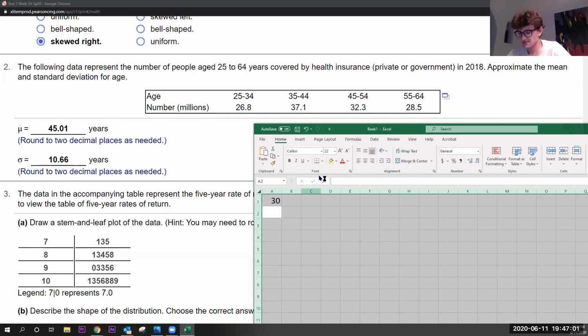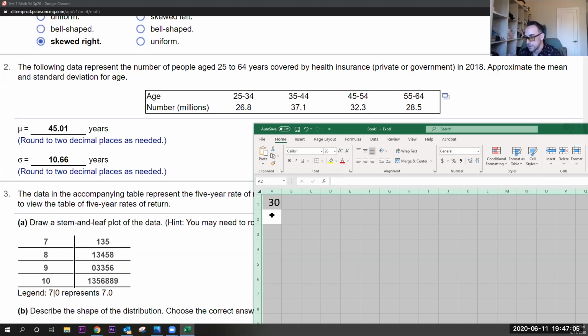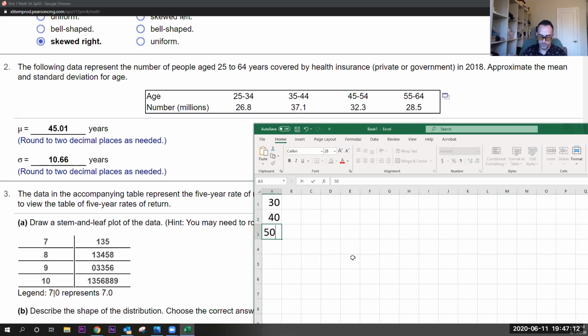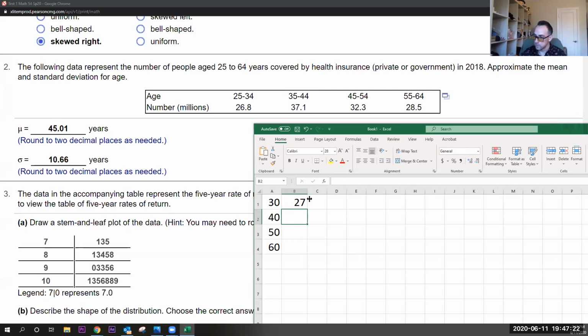I'm going to use Excel since I don't have a calculator here. 35, so 40 would be a midpoint. And then what, 50 and 60? And then what are these, 26.8? I hope Excel works. I hope there's a way to calculate this easily.